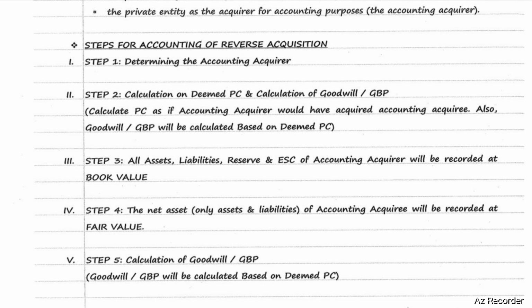Step number 4, the net assets, only assets and liabilities of the accounting acquiree will be recorded at fair value. Step number 5, calculation of goodwill or gain on bargain purchase. Goodwill or gain on bargain purchase will be calculated based on deemed purchase consideration, deemed PC.